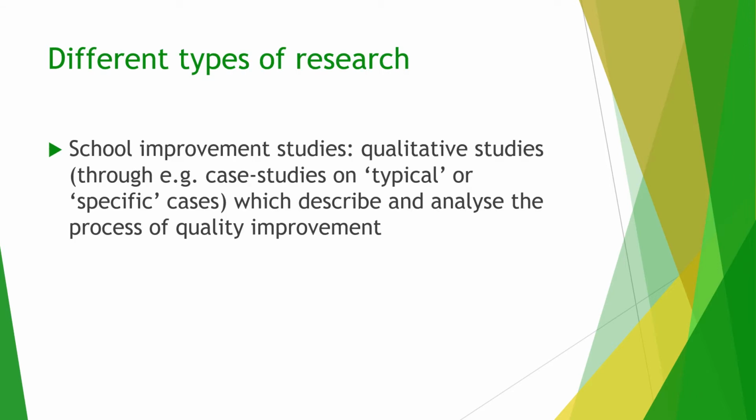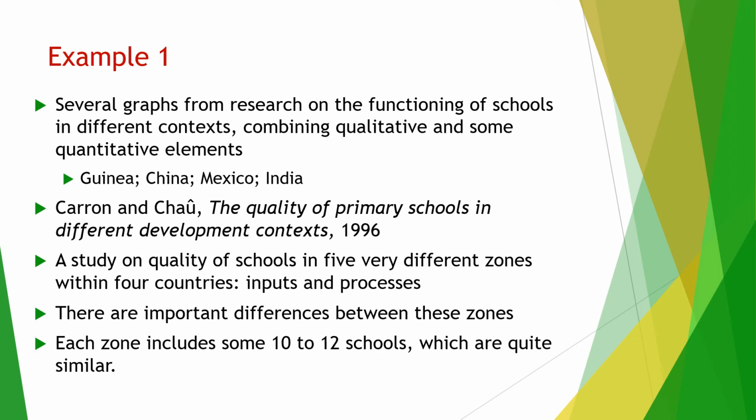As I said, we will make a distinction between what we would call school improvement studies and system improvement studies. We will start with an example of a form of school improvement study. This example comes from research that was undertaken close to 25, 30 years ago on the functioning of schools in different contexts, and that combined both qualitative and quantitative elements.